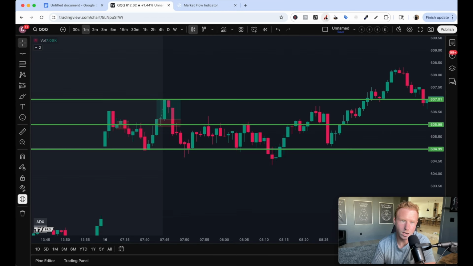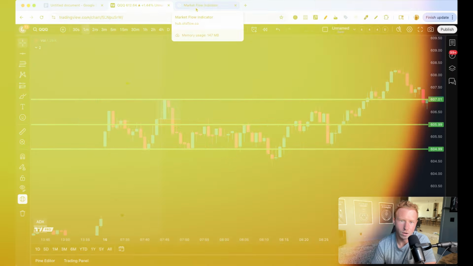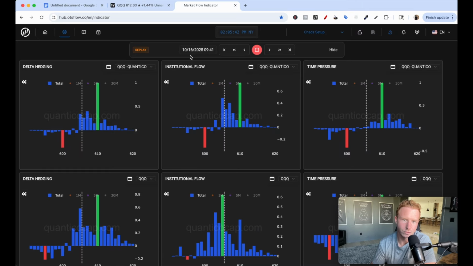So anyways, this is what I've been using, the actual institutional market structure. This is what really moves the market on a day-to-day basis, because again, this is showing where the big money is going to be buying or selling, and they control 70 to 80% of the market volume.